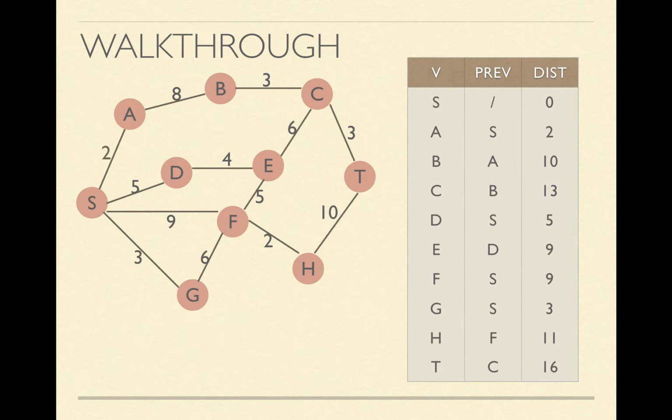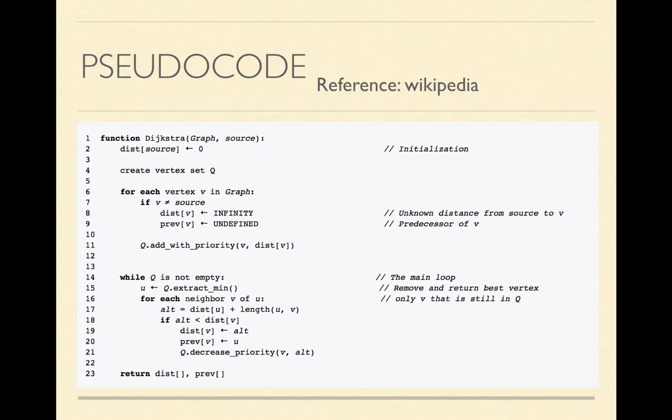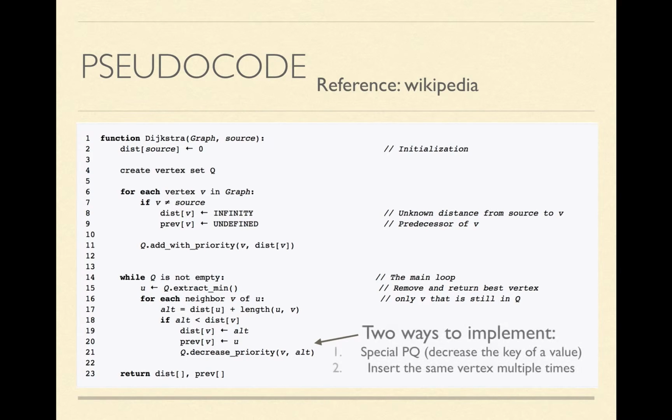And finally, we can retrieve the path and the distance from the table we just built up. So here's the pseudocode. You may want to pause the video and look at it for a moment. There are two ways to implement decreasing the priority of a vertex. We can either use a special priority queue, which allows us to decrease the key of a value, or insert the same vertex multiple times whenever we encounter a shorter path to it.